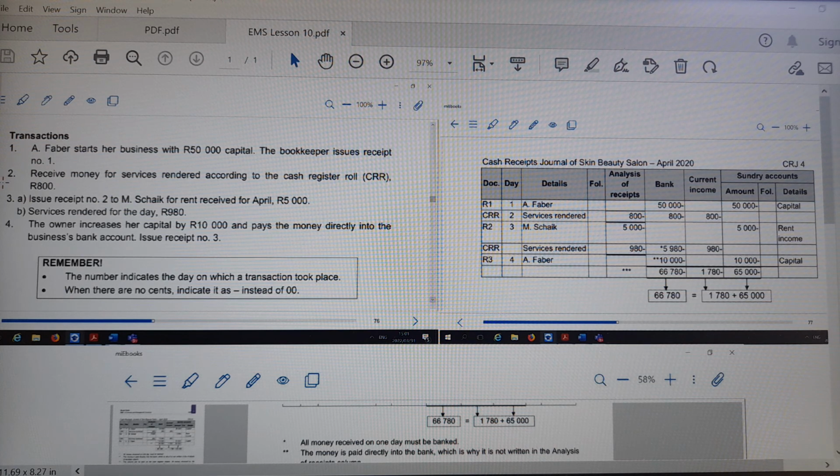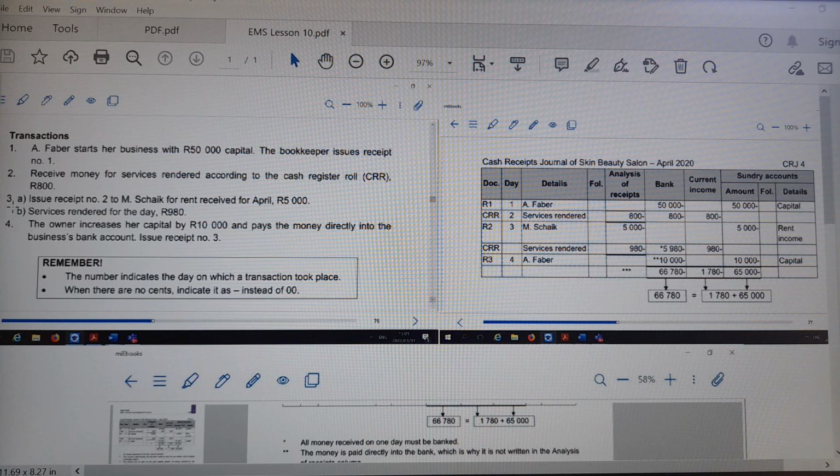Transaction number 2, we receive money for services rendered according to the cash register roll. And the document, cash register roll, day number 2 for transaction number 2. This is for services rendered, but they didn't tell us for who. So it's fine. We just write services rendered, and we got the cash amount. And the bank also got 800 Rand, and it is the current income. So please see the difference in here. Services rendered, we have cash, but for capital, it is not the cash. Capital only goes to the bank and the amount on the sundry account.